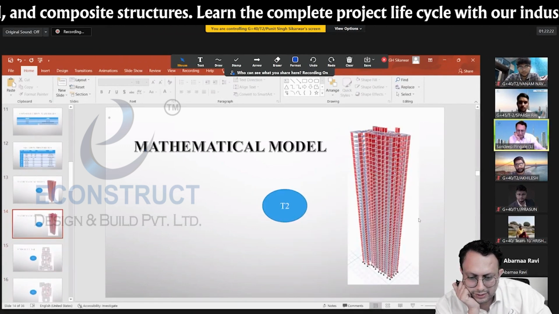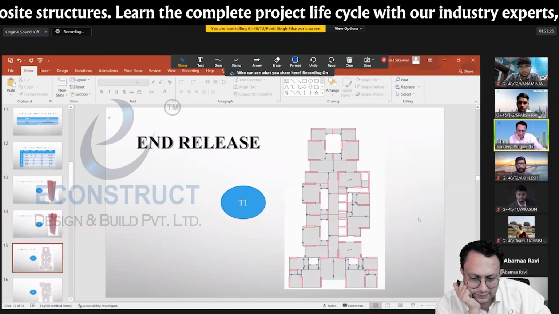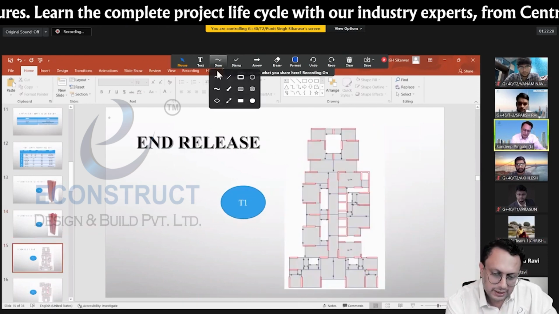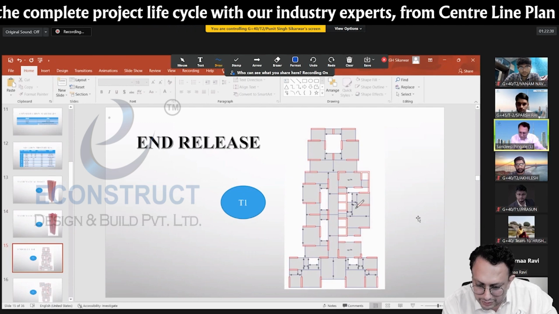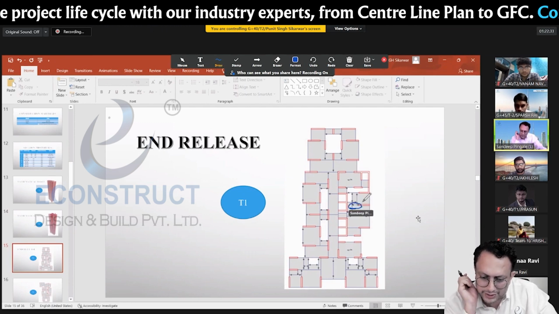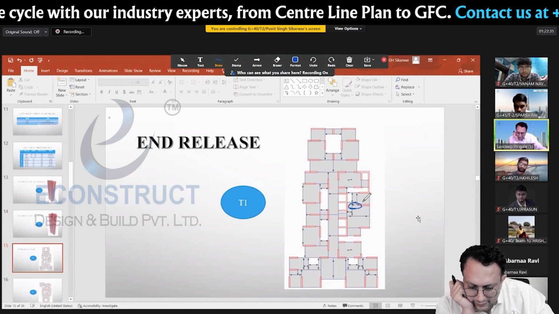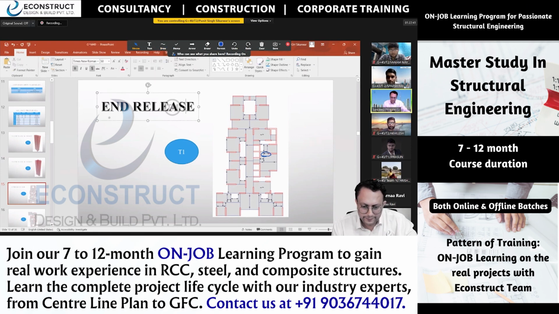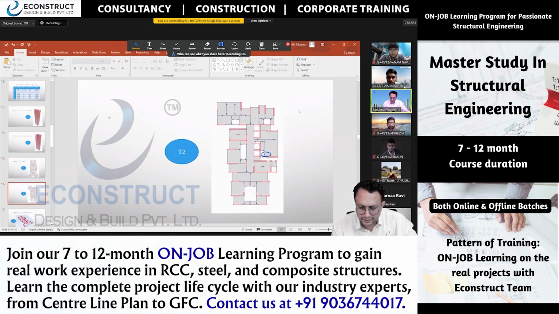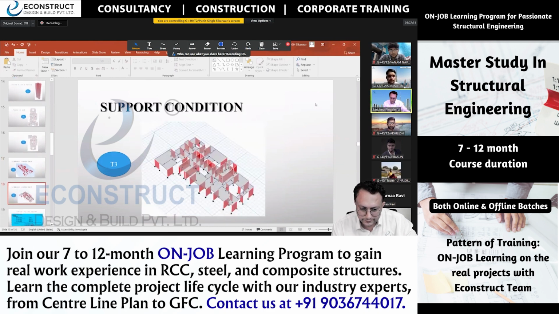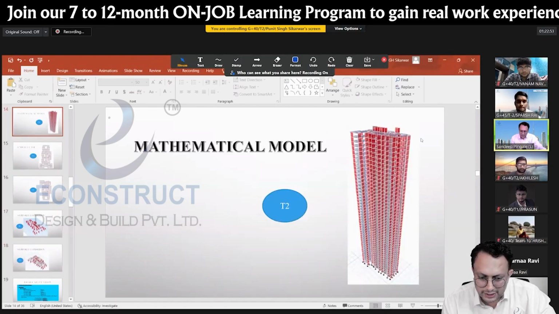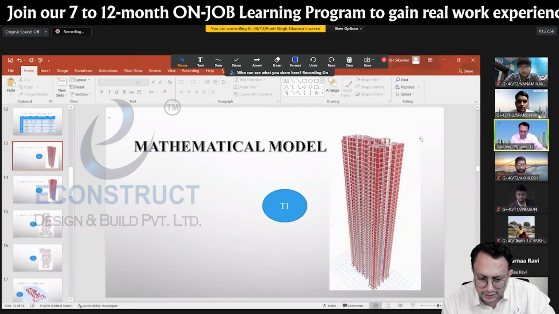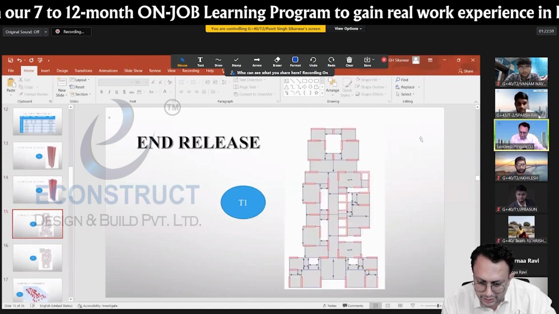Here, T2 tower. Yeah, this is the one which I wanted to see. Here you have given both sides as releases. That is not correct. Yes, sir. I think in one area I have seen that the structural framing plan is not correct, in Tower 1 or some other tower.